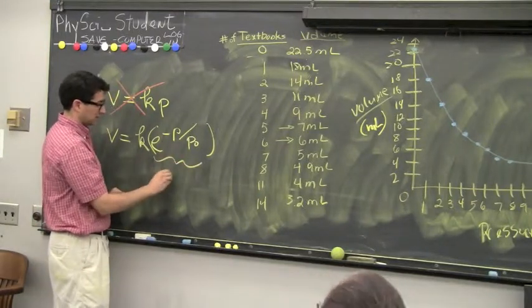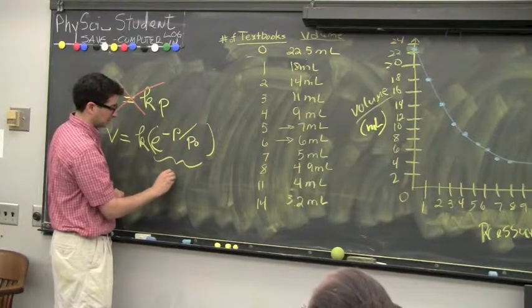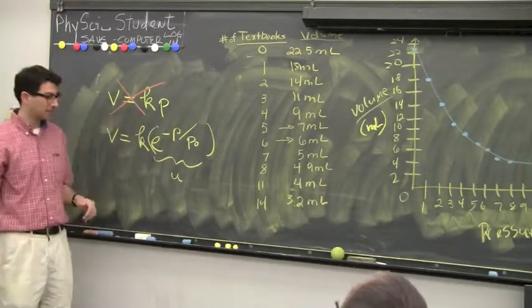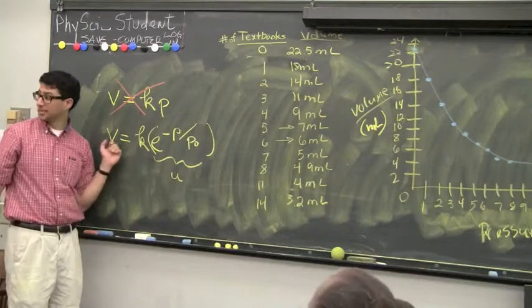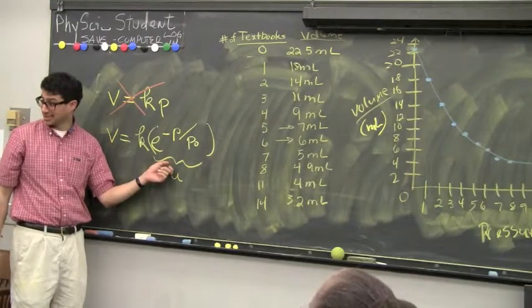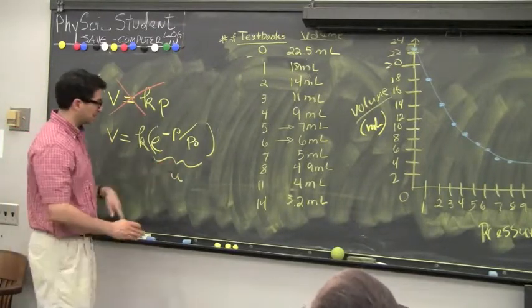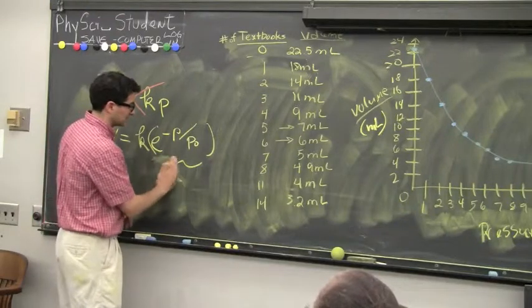I don't know what you want to call it. Let's call it U. Then I would expect U and V to vary linearly, right? Okay. I'm going to tell you it's not exponential because otherwise we'll be here all day.